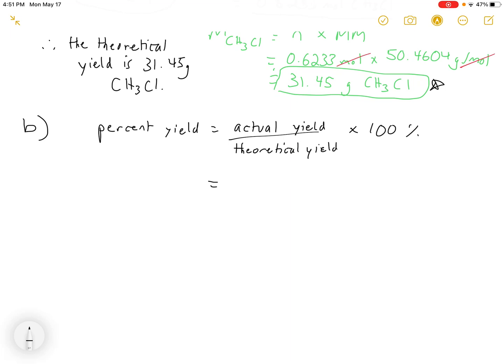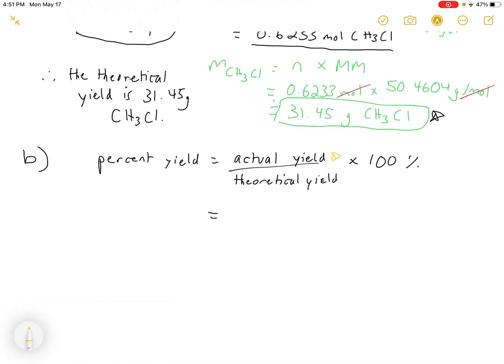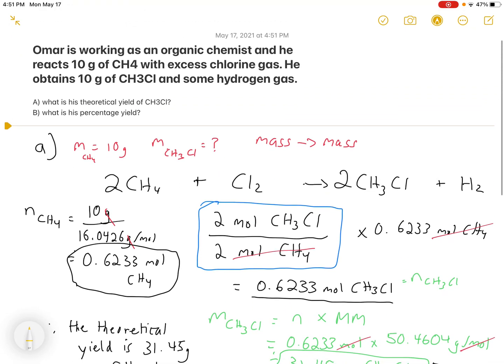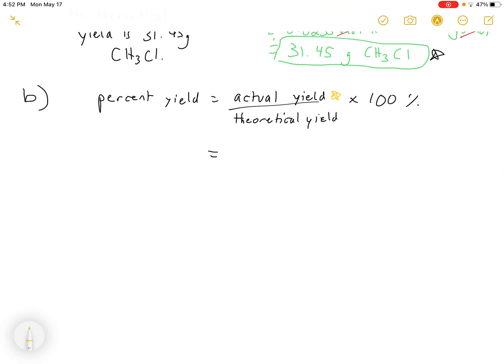So in terms of actual yield, you might be thinking, well, how am I supposed to know the actual yield? Well, often, if you're performing an experiment, you're going to find the actual yield because you actually weigh out how much you've made. But in the question, he obtains 10 grams of CH3Cl and some hydrogen gas. So 10 grams, that was given to you right in the question. So in case anyone was confused about where to get the actual yield, it's right in the question.